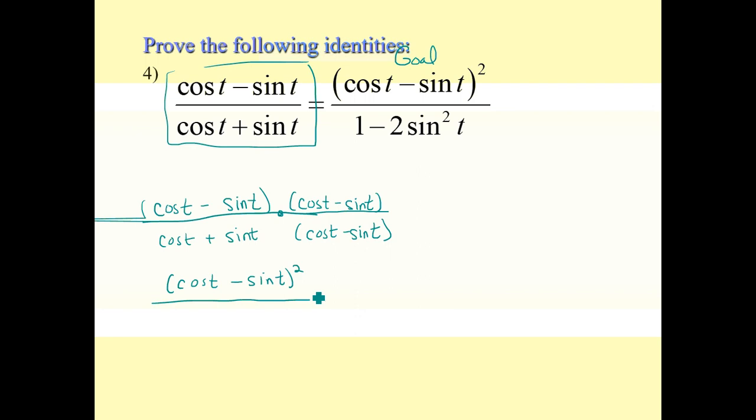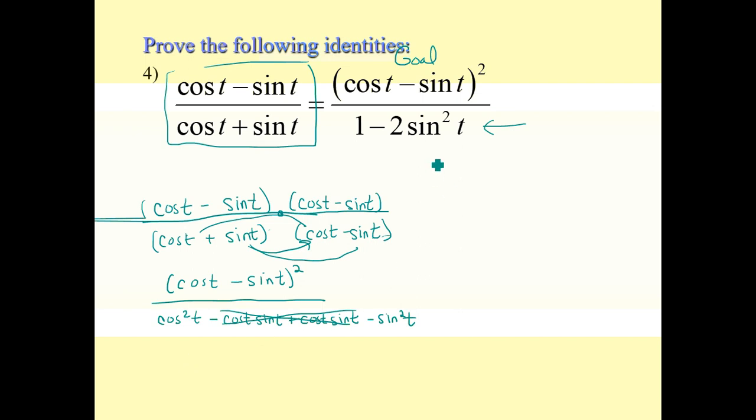The bottom, however, ooh, I don't really want that thing times that thing. I'm working to get it to look like this. So I'm feeling like foiling it out might be a good plan. So cosine t times cosine t gives me cosine squared of t. Cosine times a negative sine gives me a negative cosine t sine t. Underneath, positive cosine t sine t. And then minus sine squared of t. So again, these terms in the middle here, because one's opposite of the other, cancel out. And we have cosine squared minus sine squared.